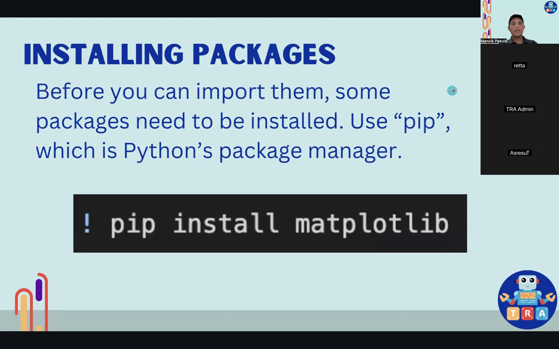And sometimes these packages aren't already installed, so you have to install them. And the way you do that is with pip. It's Python's package manager. And in Google Colab, that looks like this. You put an exclamation point to tell Python you want to install something or do something with pip, basically. Then you write pip install and the name of the package.